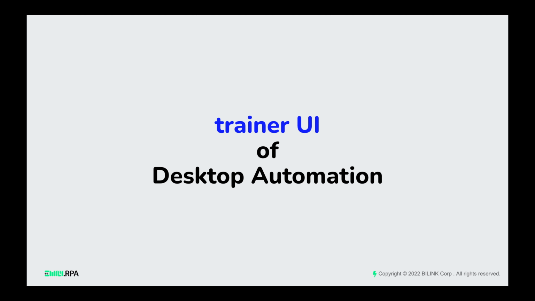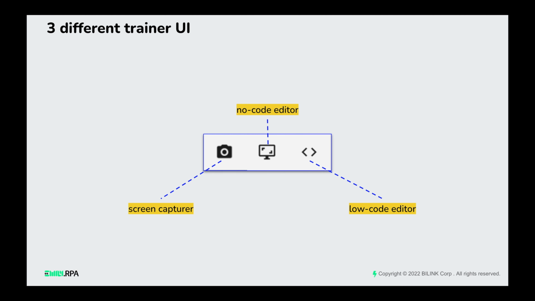It's recommended to train the skills directly on the computer where automation will be deployed and avoid any interference with the mouse and keyboard during the execution of automation skills. Let's take a look at how to build desktop automation-related skills. DA has its own Trainer UI. DA Trainer UI has three different interfaces: Screen Capturer, No-Code Editor, and Low-Code Editor.